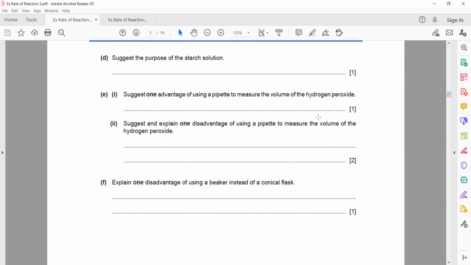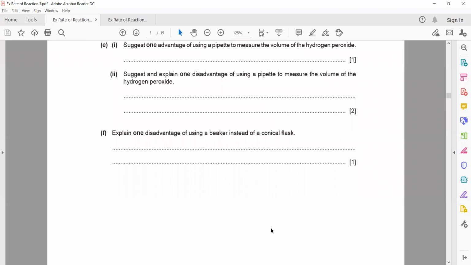Explain one disadvantage of using a beaker instead of a conical flask. If we want to stir, what is the difference? This is a beaker, and what is the advantage of using a conical flask? A conical flask is convenient and easy for mixing the solution, because the small opening is there. When I mix or shake this solution, it can easily mix thoroughly.